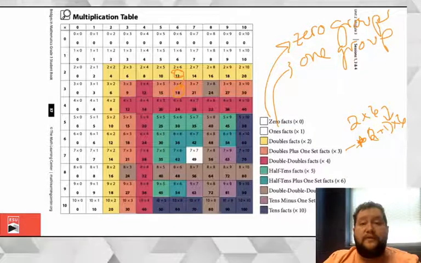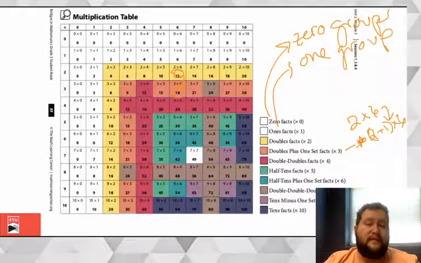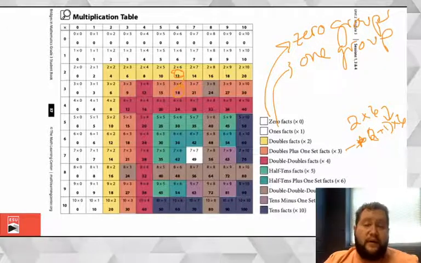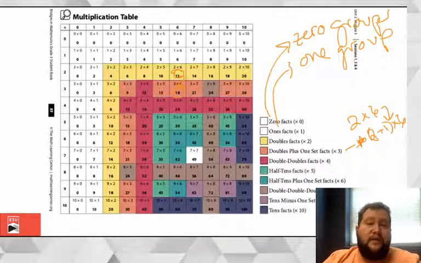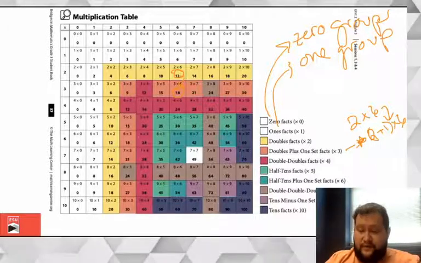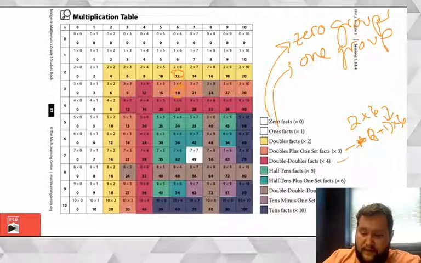Red, we have our doubles. It turns out that doubling tends to be something that children are able to do, and we as adults are relatively quick to do. So 3 times 4 is just 3 doubled is 6, doubled is 12. So it's times 2 times 2.